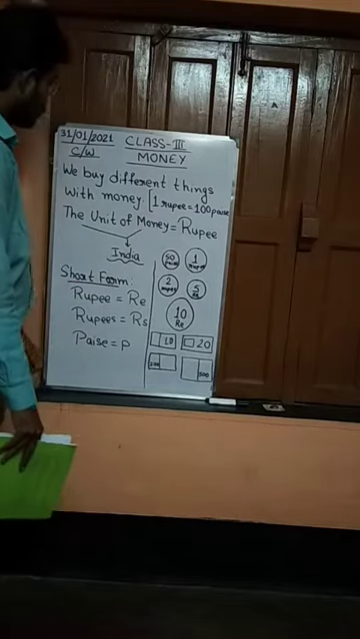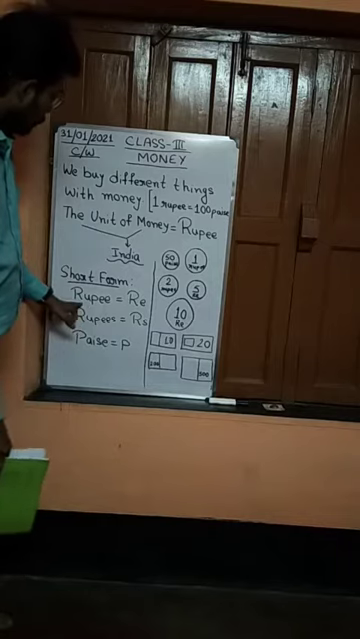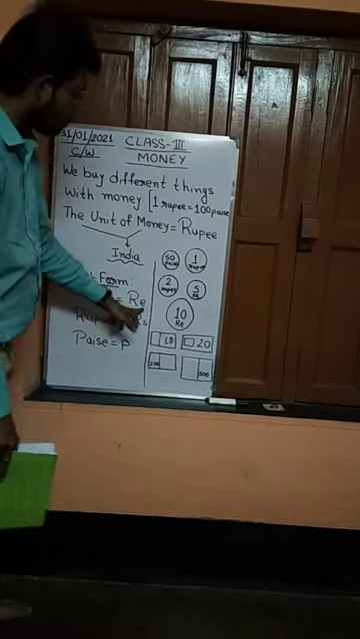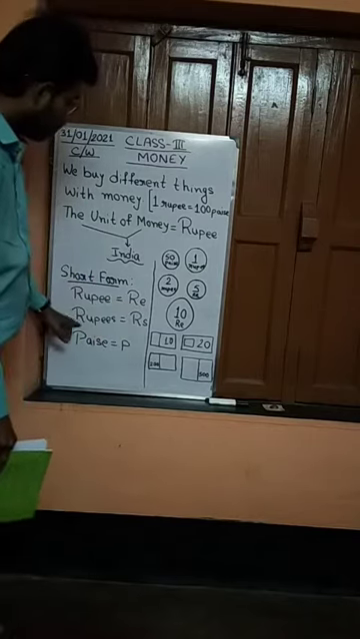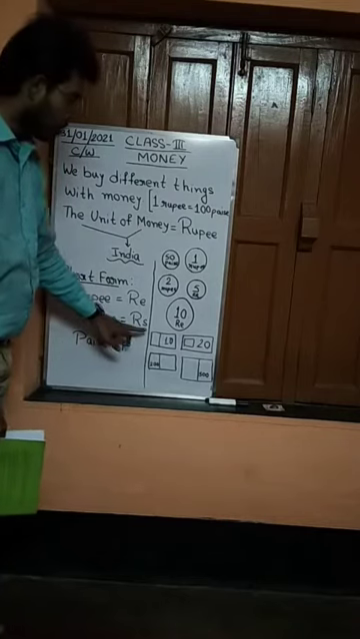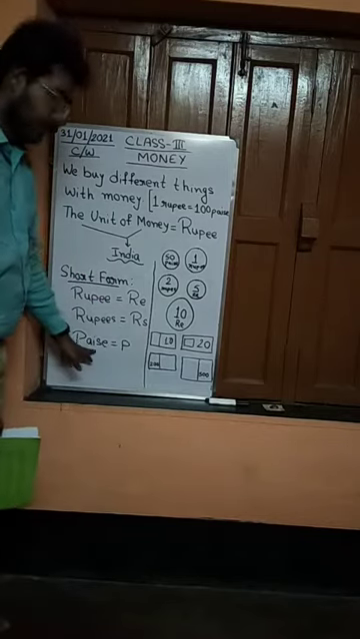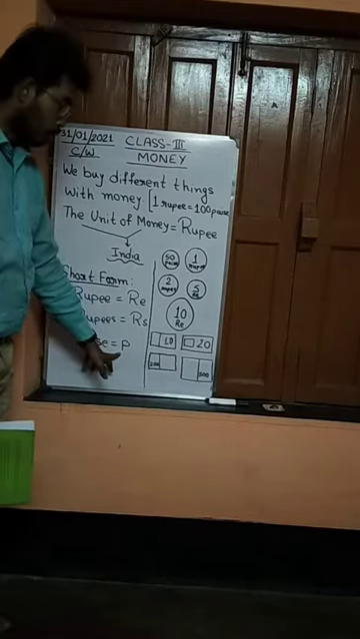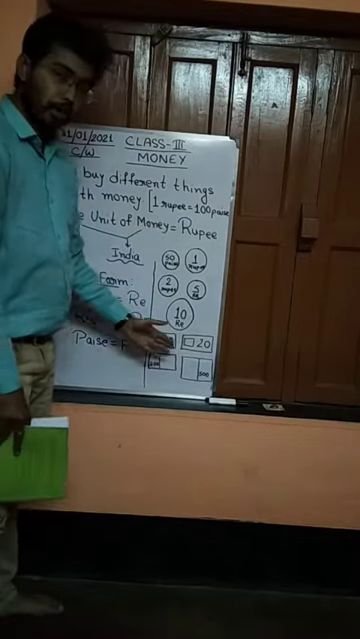Alright, so students, there are some short forms which we have to remember. When you see the word rupee, you can use the short form as capital R and small e, that is Re. Whenever you see the word rupees written, you can simply write capital R and small s. And when you are using the word paise, you can use the short form as small p. Small p, students.